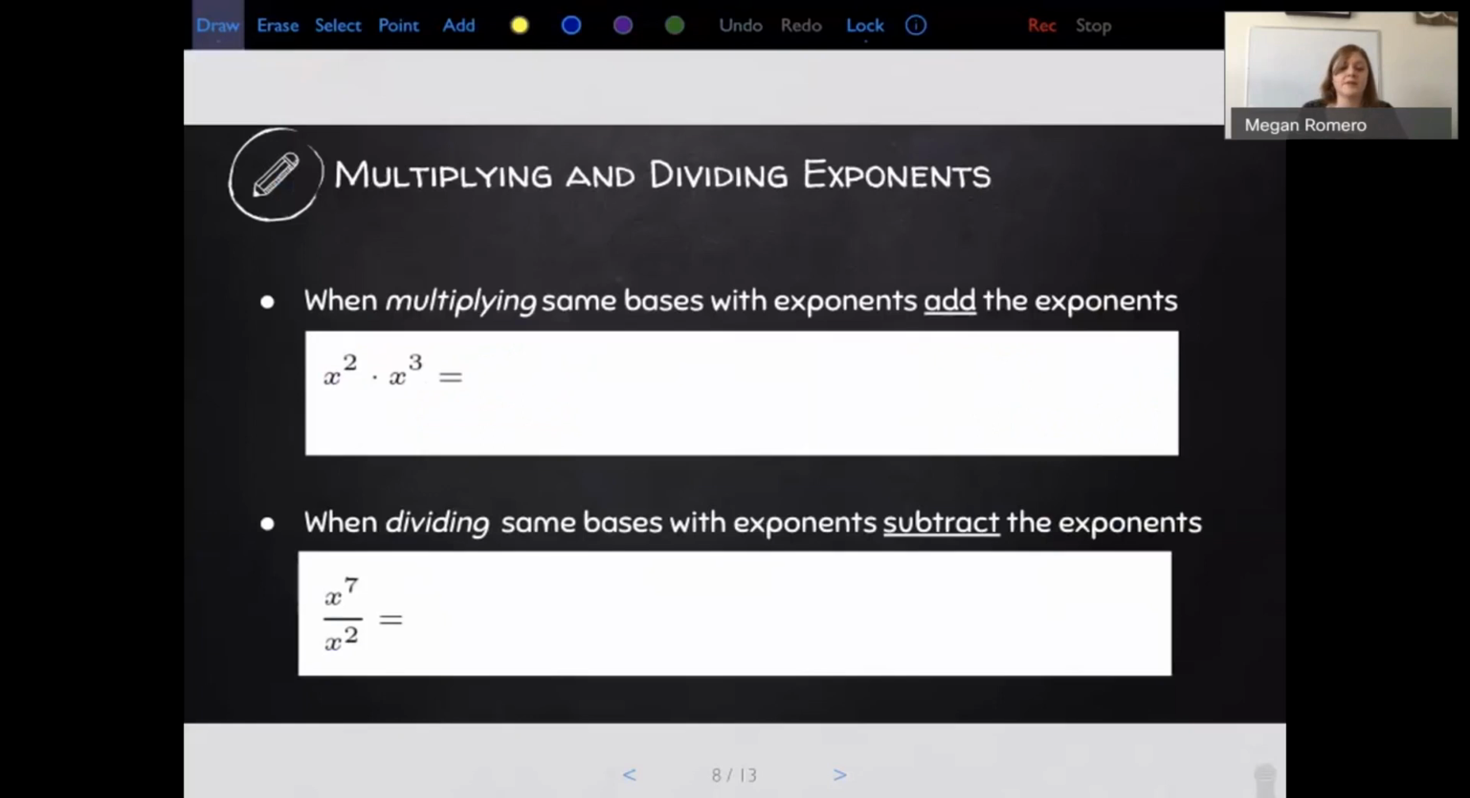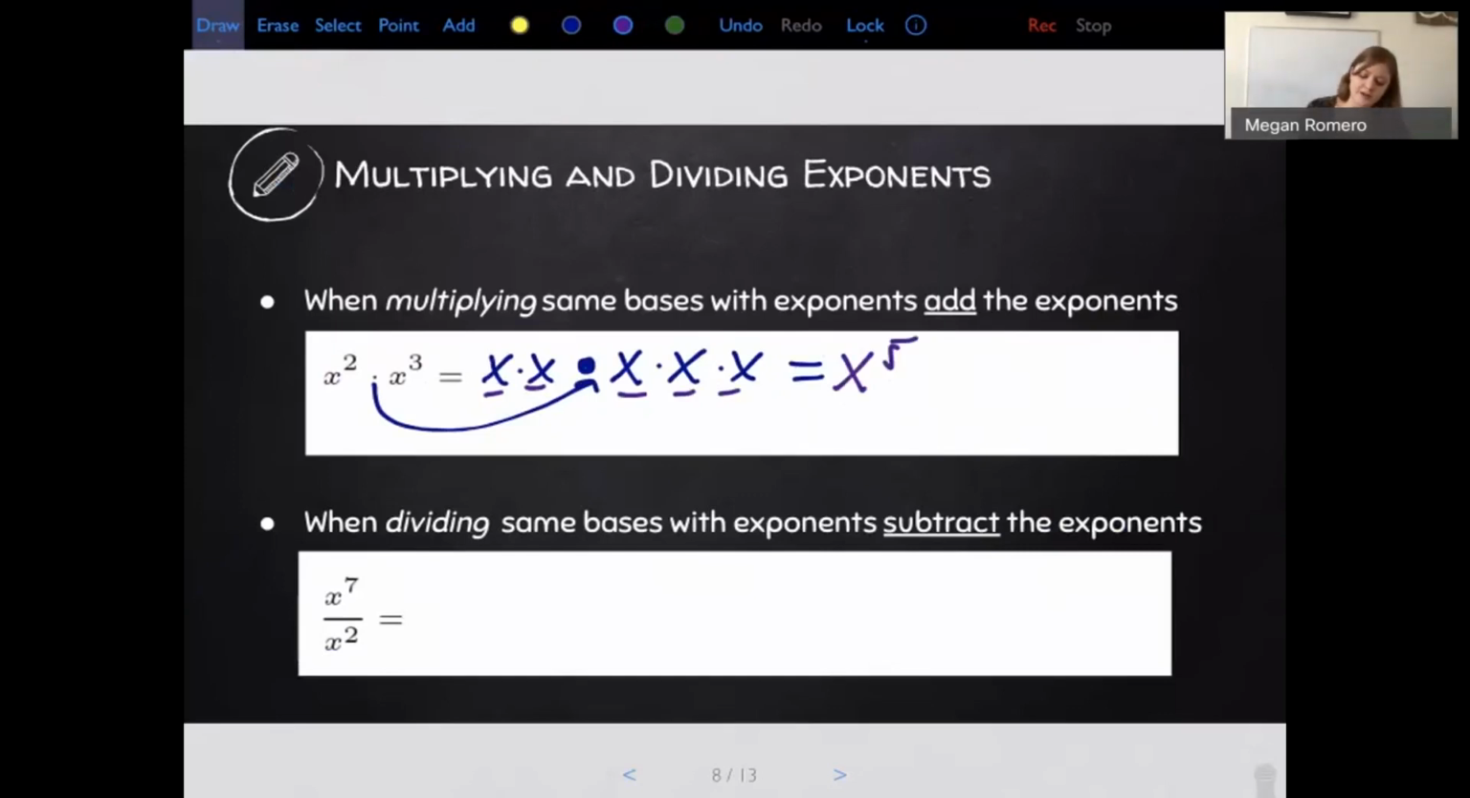Multiplying and dividing exponents. When multiplying same bases with exponents, we add the exponents together. As a demonstration, x squared is x times x. I'm going to do a big circle to denote the multiplication. And then x to the third is x times x times x. So in total, we have 5 x's being multiplied together. Remember, the exponent tells us how many times to multiply the base by itself. So this becomes, there's 1, 2, 3, 4, 5, x to the fifth.